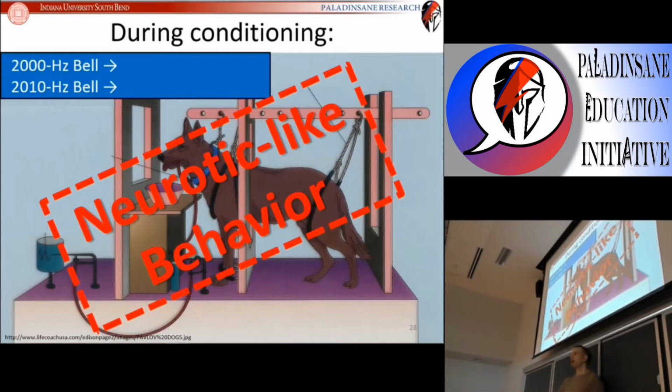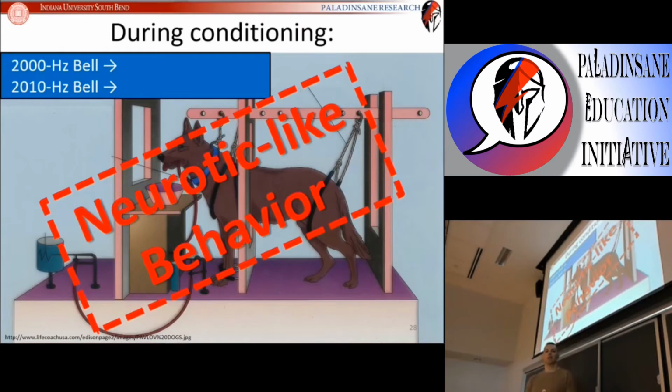They started whimpering and lying down. They started doing other nervous things. They started urinating all over the place. They just started doing things that a human would look at and say, that dog is looking a little neurotic. They're looking a little anxious. They have these neurotic-like behaviors.